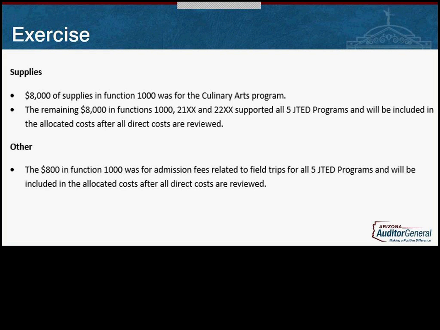So in the other column, you have $800 in Function 1000 that was for admission fees related to field trips for all 5 JTED programs. And those will also need to be included in the allocated costs because they're not easily directly assigned to a program. So let's look at what that looks like on the green sheet.